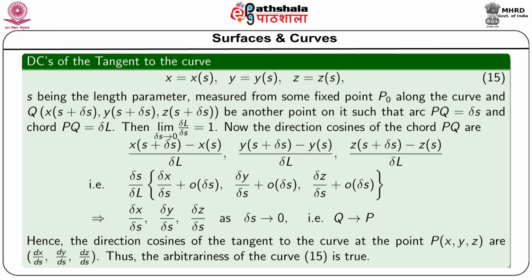So, we learned that if the equation of a curve is given in parametric form, which is written in equation number 15, then dx/ds, dy/ds, these are not partial derivatives, these are ordinary derivatives because s is the only parameter, and x is a function of s. So, dx/ds, dy/ds and dz/ds represent the direction cosines of the tangent to the curve 15 at x, y, z.